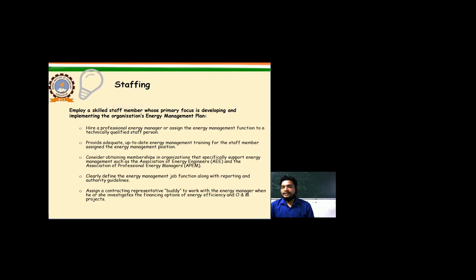Now, the next word is staffing. In staffing, employ skilled staff members whose primary focus is developing and implementing the organization's energy management plan. Here we will talk about hiring a professional energy manager, or assigning the energy management function to a technically qualified staff person.